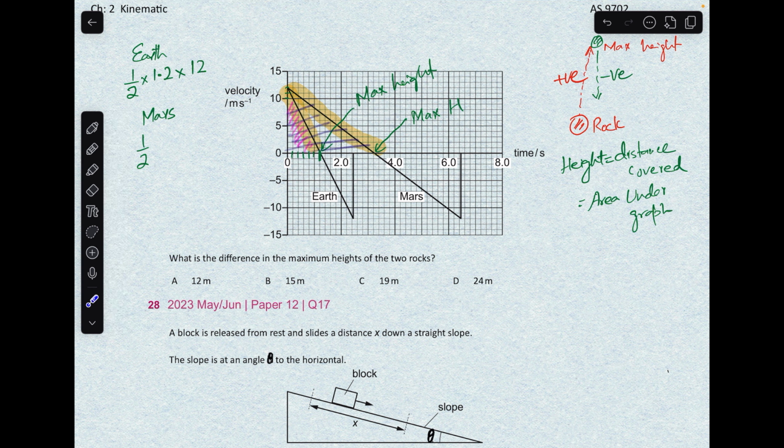So this is 2, 2.2, 2.4, 2.6, 2.8, 3, 3.2. So it is 3.2 and height is same as 12. Okay, so calculate both of them and find their differences. What you have to do, the height will be equal to area of triangle of Mars minus area of triangle of Earth. That will give you 12. It's option A.